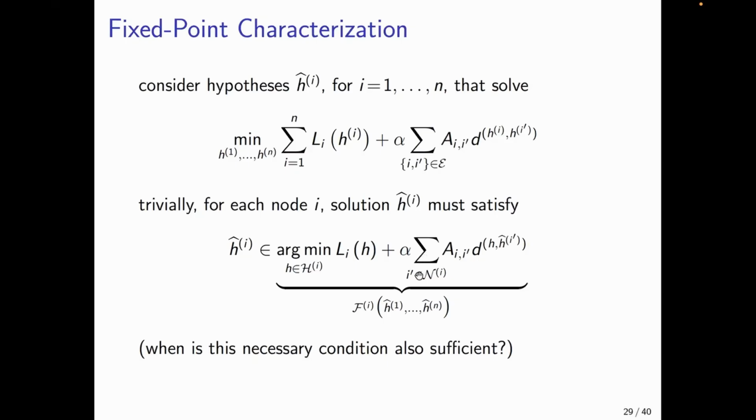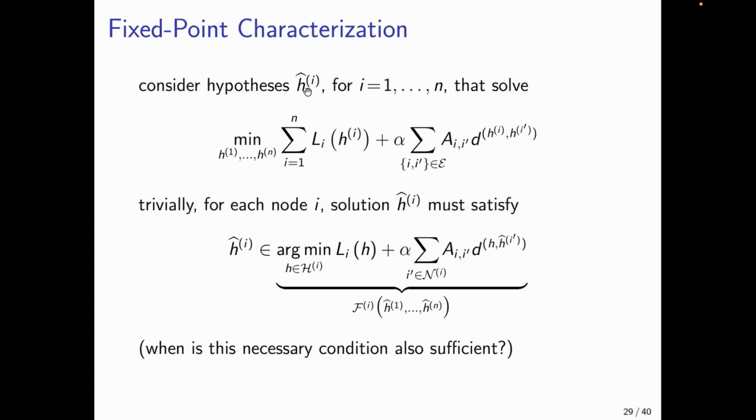Does anybody know when this condition is necessary? It turns out that it is necessary because if this H hat at node I would not be the solution of this problem, which means there would be another choice for the model that results in an even smaller objective value, then I would need to replace the originally trained model at node I with this new one. That contradicts the assumption that I started from a solution.